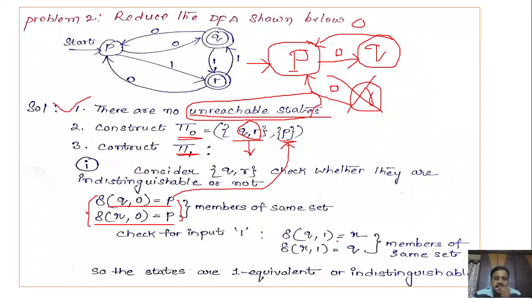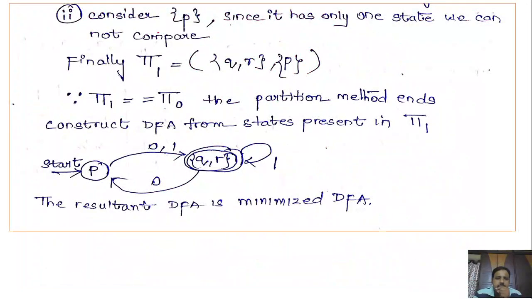Now we have to check for 1. Delta of Q comma 1 is equal to R and delta of R comma 1 is equal to Q. Both are giving the final state and both are members of the same set. So here you could say Q and R are equivalent. That means they must be kept together as a single set in pi 1. Next, take the next set, which is P. Since there are no other states to compare, that set will remain as it is.